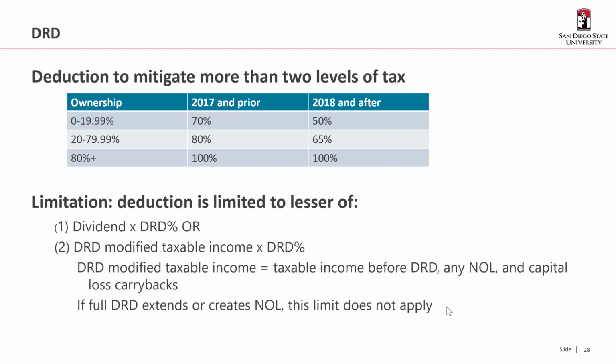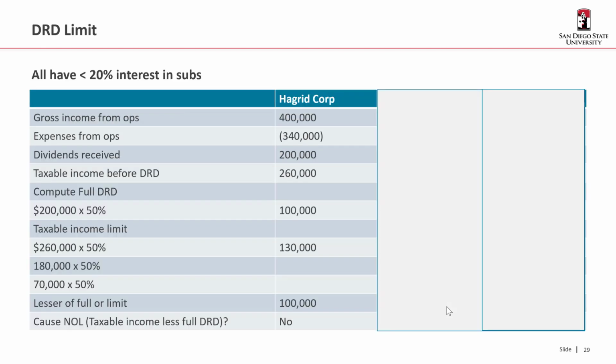However, unlike the net capital loss, which, recall, if it created an NOL or extended an NOL, it was limited, it's the opposite for DRDs. So if the DRD extends or creates an NOL, then this limit does not apply. It does not apply. So really the only way to see this is through an example.